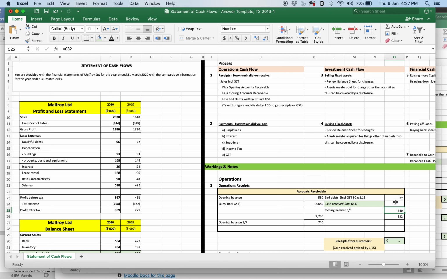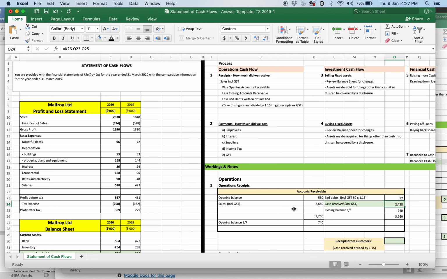Okay, so therefore the difference is how much we actually did receive. So that figure will be the balancing figure, which will be the difference between these figures and that figure. That makes a balance, and that's the figure including GST that we've made in sales.